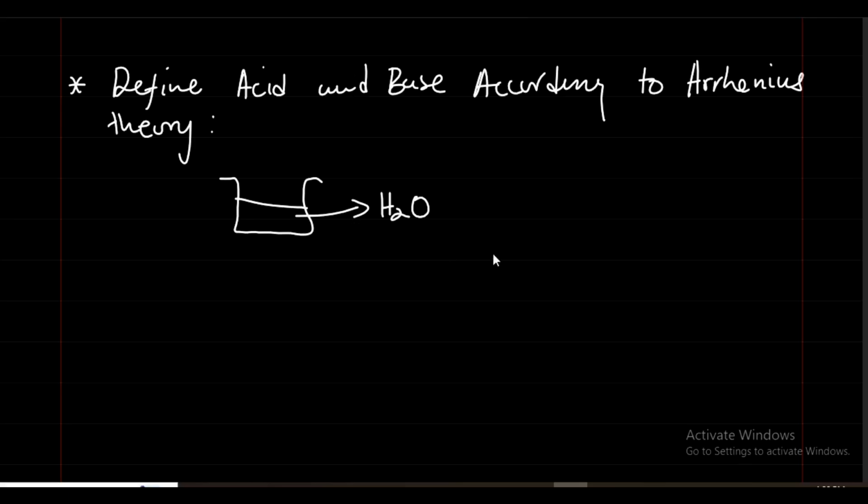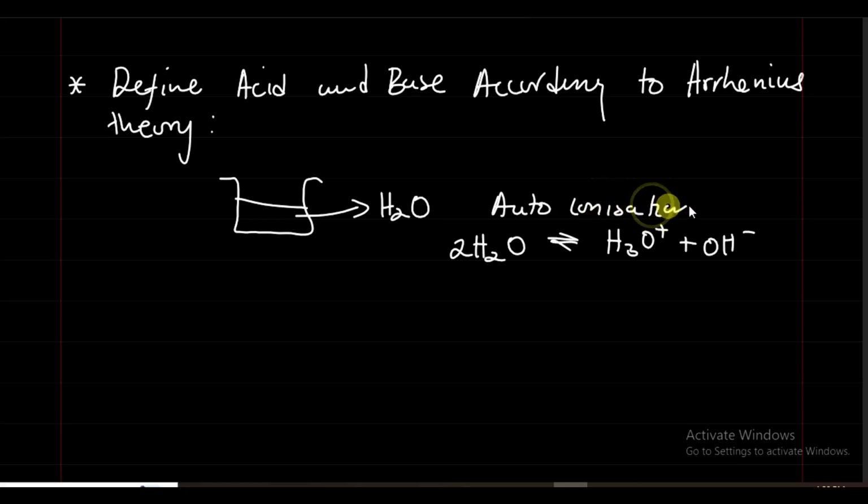So between two molecules of water, two molecules of water that react, we are going to have a hydronium ion and a hydroxide ion. Okay, so this is what is auto ionization of water.